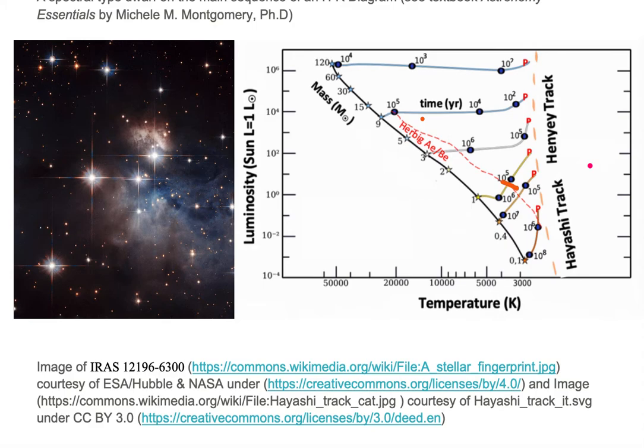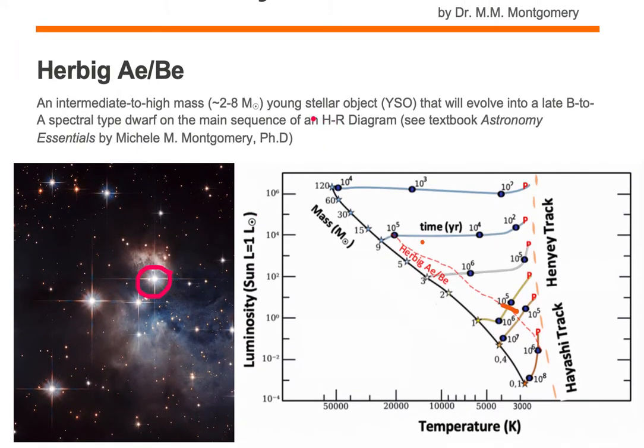On the left, we're looking at IRAS 12196-6300. It's the object I am encircling in pink. It looks like we see a star inside the pink circle, but it's really not a star. It's a young stellar object. So one example of a young stellar object is a Herbig Ae/Be object. This is not a star yet. It's still trying to form and become a star.